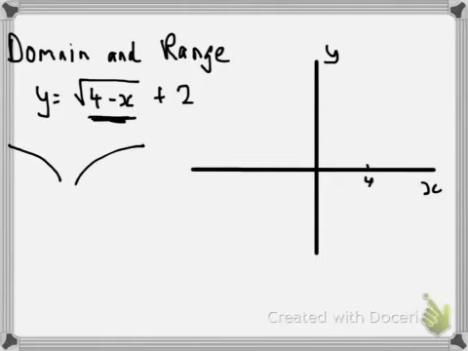So what's our domain and range this time? Our domain is everything less than 4. So we can say our domain, everything less than 4, is negative infinity up to 4, square bracket. Our range, the graph will cover all y values greater than 2. So our range is 2, including 2, up to infinity.